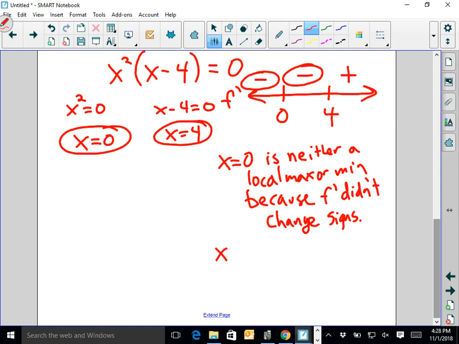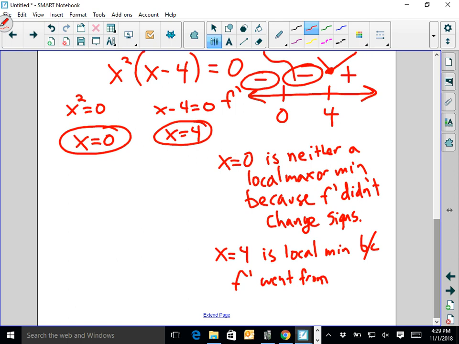Again, I went from decreasing to decreasing. It's probably a terrace point there at 0. At 4, however, my function went from decreasing to increasing. That's clearly a local min. So x equals 4 is a local min, because f prime went from negative to positive.